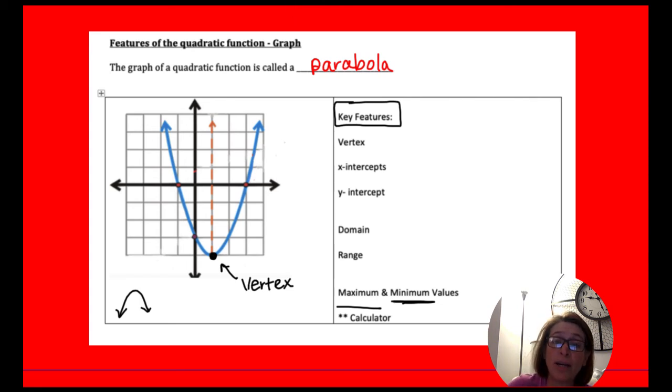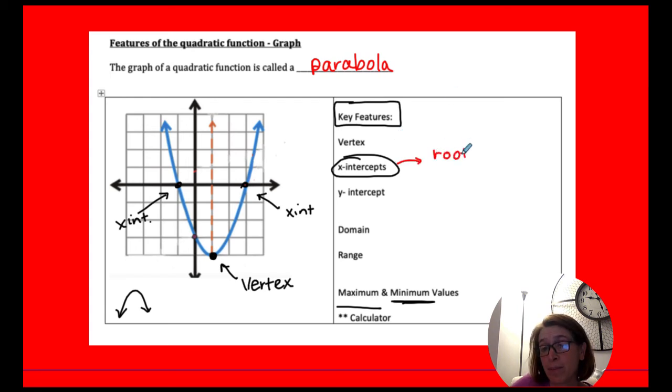It also can have x-intercepts, right? So you can see here, these are our x-intercepts, where it crosses the x-axis. Now, when we're talking about this function, we call x-intercepts, with actually all polynomials, we call them the roots. We call them the solutions. We call them the zeros. And some of those then become x-intercepts for us. So those are kind of synonyms that we have to know.